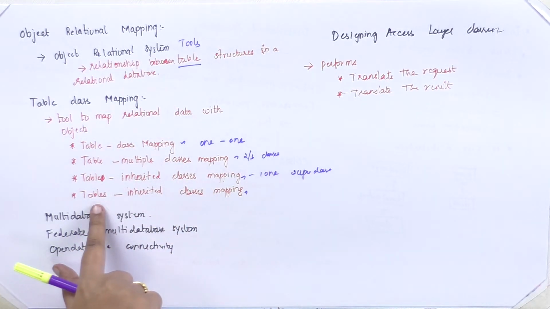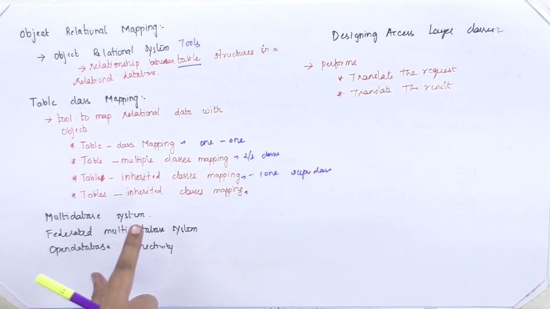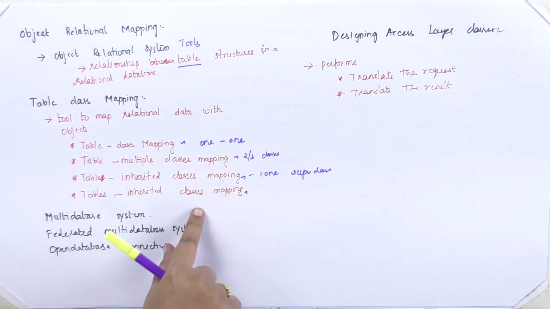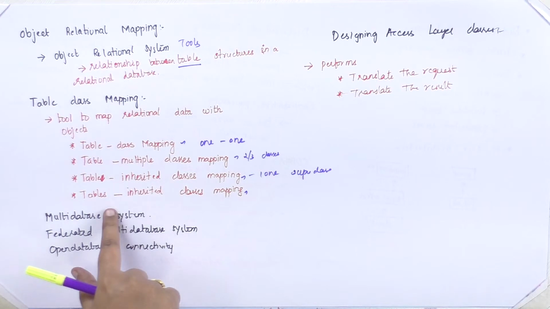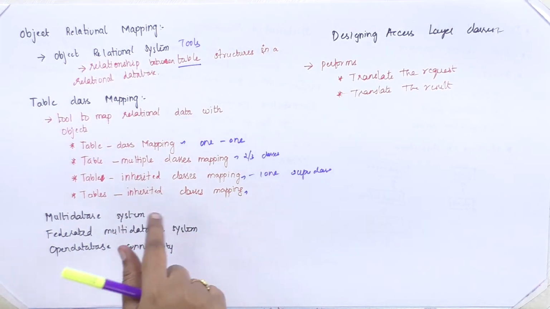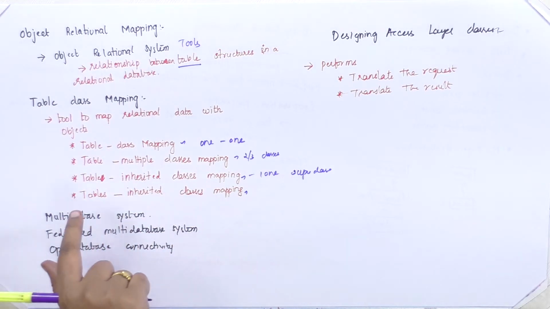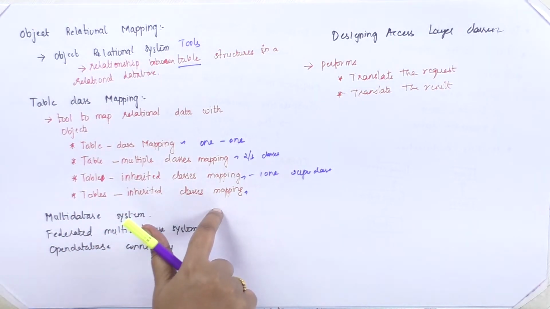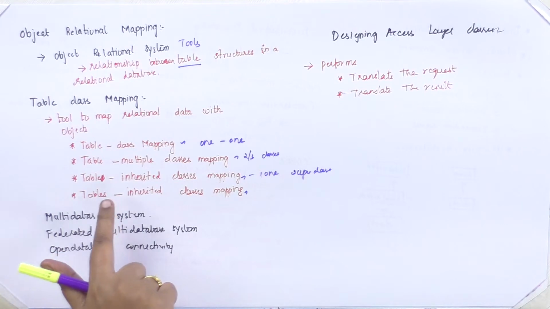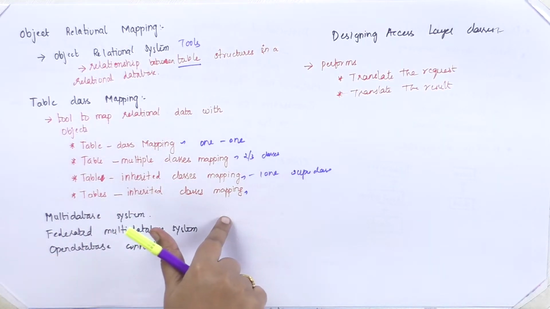The next is tables inherited classes. This mapping allows the translation of the is-a relationship that exists among the tables in a relational schema. In mapping the columns to properties, you have a single approach, which is to translate the column value into the corresponding class property.